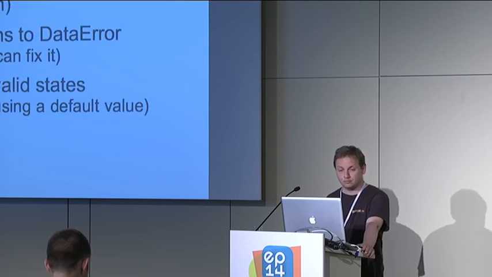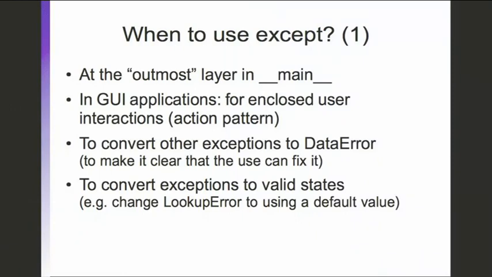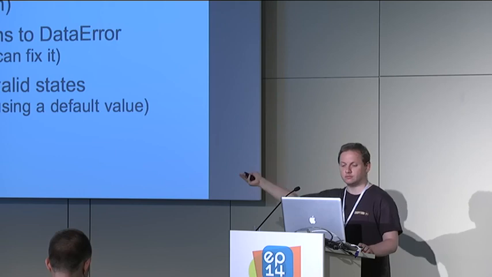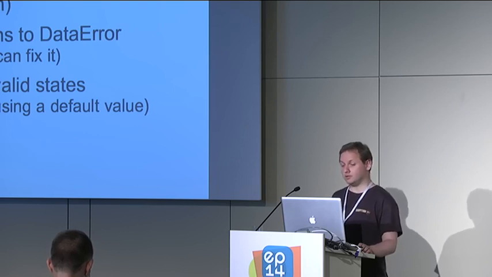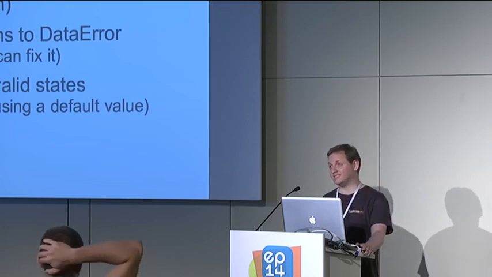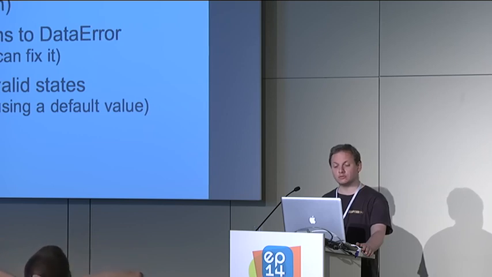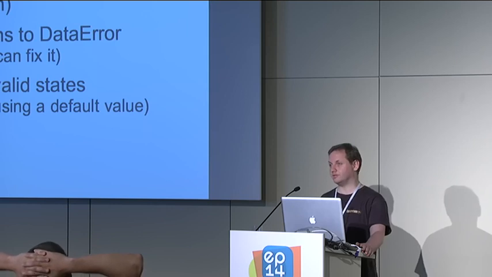A couple of recommendations for except and raise. When do I use except? You have to use it at the outermost layer of your main routine and print an error message or do something useful with every exception. In graphical applications, you should use it for every enclosed user operation or action pattern, as developers call it. If an enclosed operation fails, you can say this operation failed and you have to establish this or that condition. You should also use except to convert other exceptions to data error, as I've just shown, to make it clear who's responsible. And you can use except to convert errors into valid states, which is a bit of a risky principle, but where it works reasonably well is, for example, to provide default values for things that are simply not there.